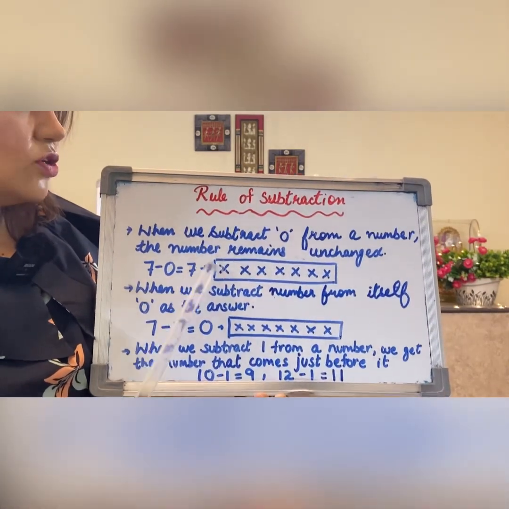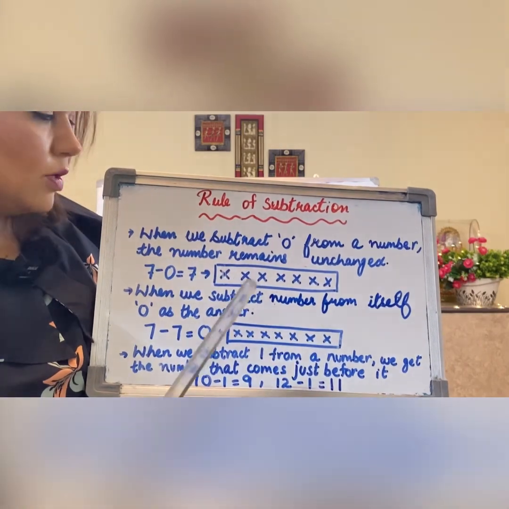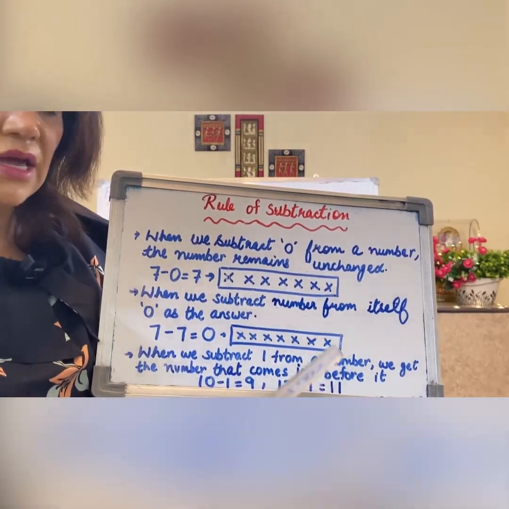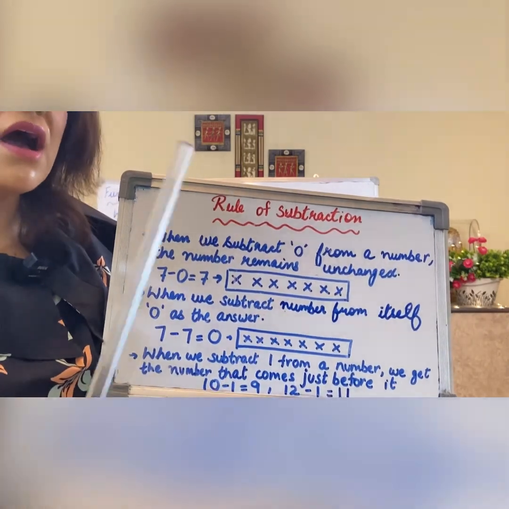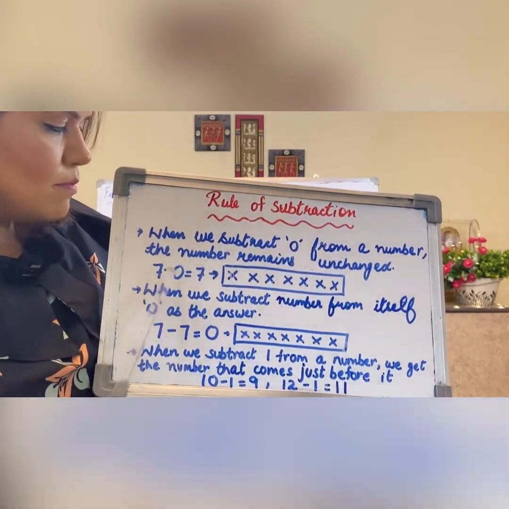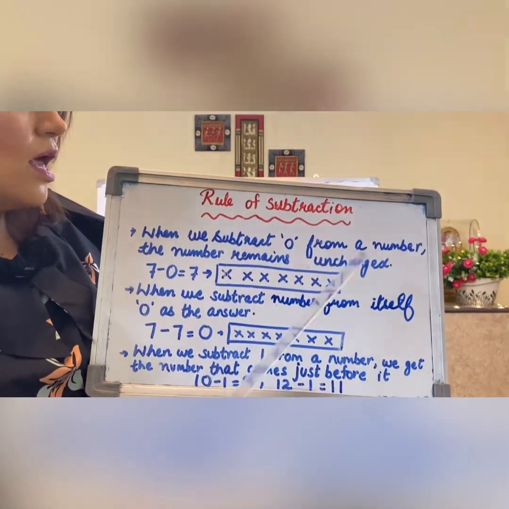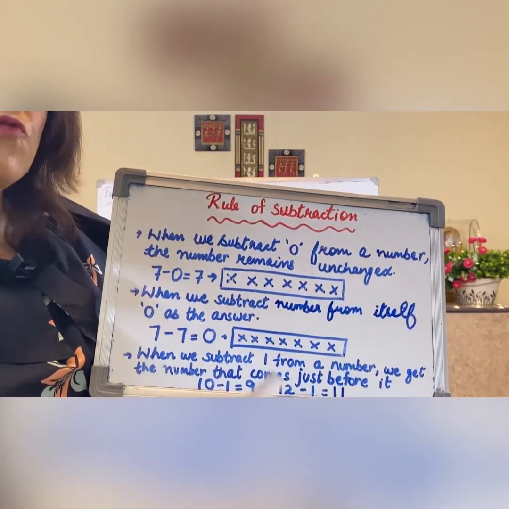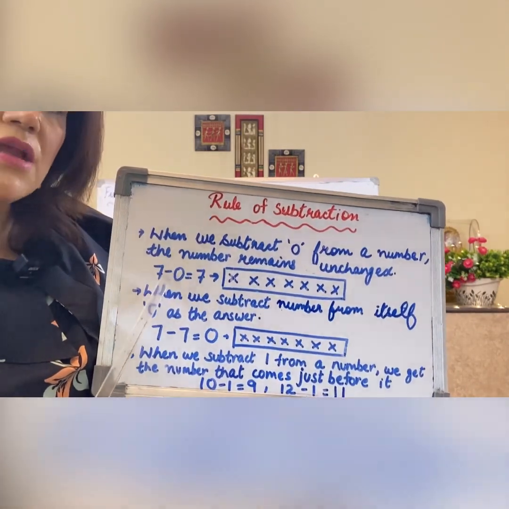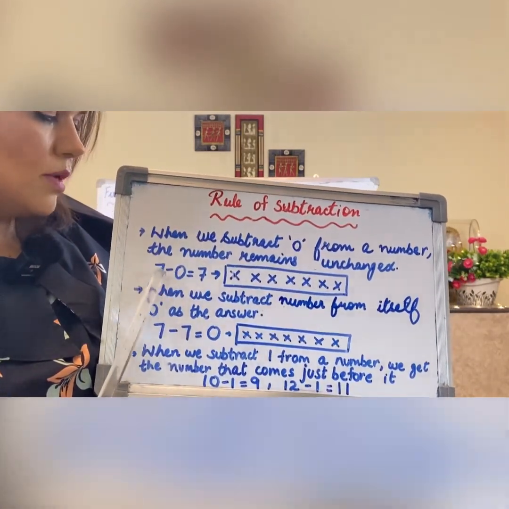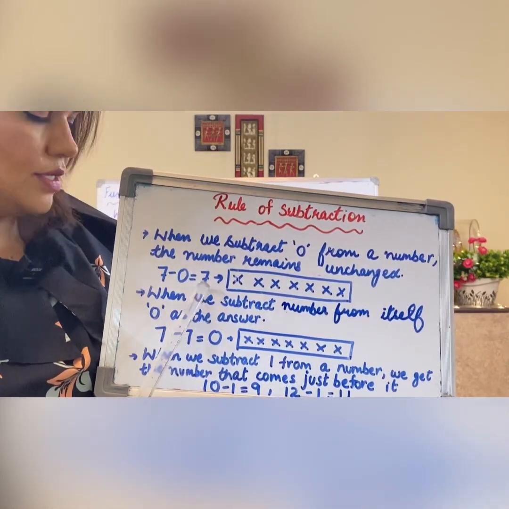Suppose I have a collection of 7 crosses. When I am not taking away any item out of it because it is 0, that means nothing. If I am not taking anything out of it, the number remains unchanged, right? 7 minus 0 will be 7. That means if I am subtracting 0 from any number, 0 is at the second place, first is the number. From the number I am subtracting 0, the number will remain unchanged.